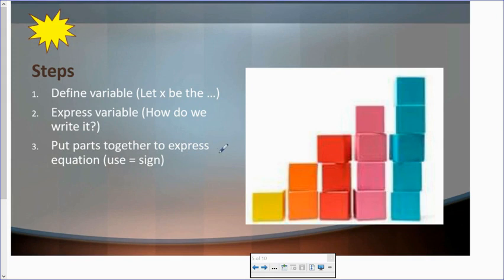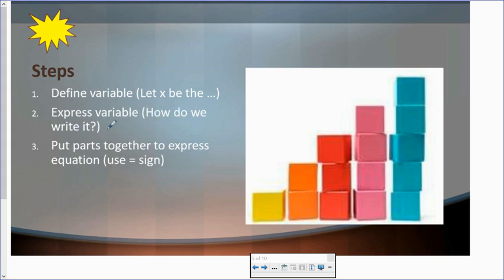Before we even get started, I would like for you to write down these steps. I'm going to be referring to these steps. This helps guide us as we are annotating the mathematical statements. The very first thing we're going to do is define the variable, and that means to let x be whatever we want to represent based on the statement. In the last two statements, x was a number. X can also represent an item like cookies, so it's whatever the unknown is that we are looking for in the statement. For two, express the variable.